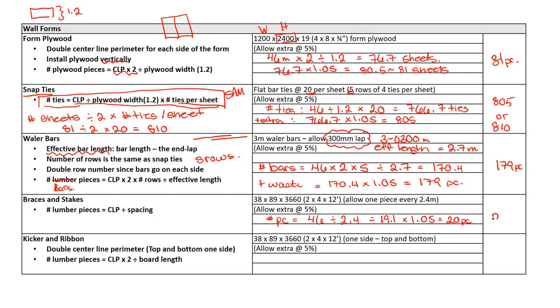And the very last one is the ribbon and kicker. So it's double the center line perimeter. It goes around the bottom on one side and it goes around the top on one side. So that's an easy calculation. We're going to do 46, we double it because it goes around the top and the bottom, and then we divide by our length of lumber, which is 3.66. And we don't actually have to add extra for the ribbon and kicker. It's kind of like the keyway. So 25.1 pieces.